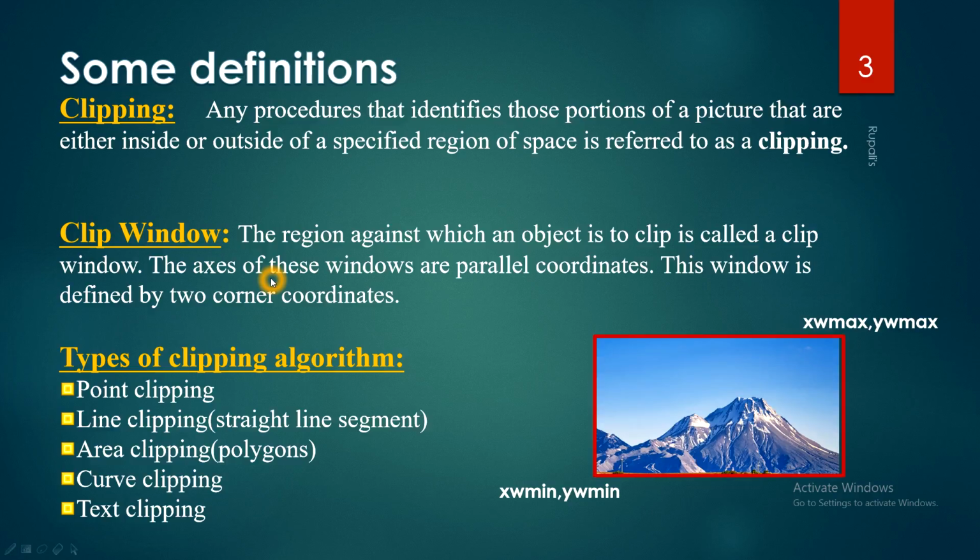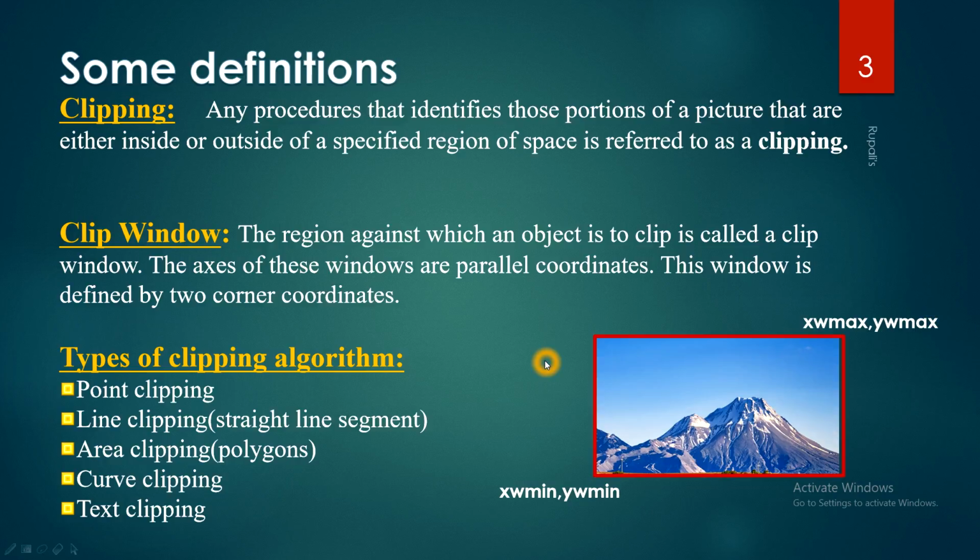So what is a clip window? The region against which an object is to be clipped is called a clip window. So this red bordered window is called the clip window. The axes of these windows are parallel to the coordinates. So these axes are parallel to the normal xy coordinates. This window is defined by the corner coordinates xw min, yw min and xw max, yw max.